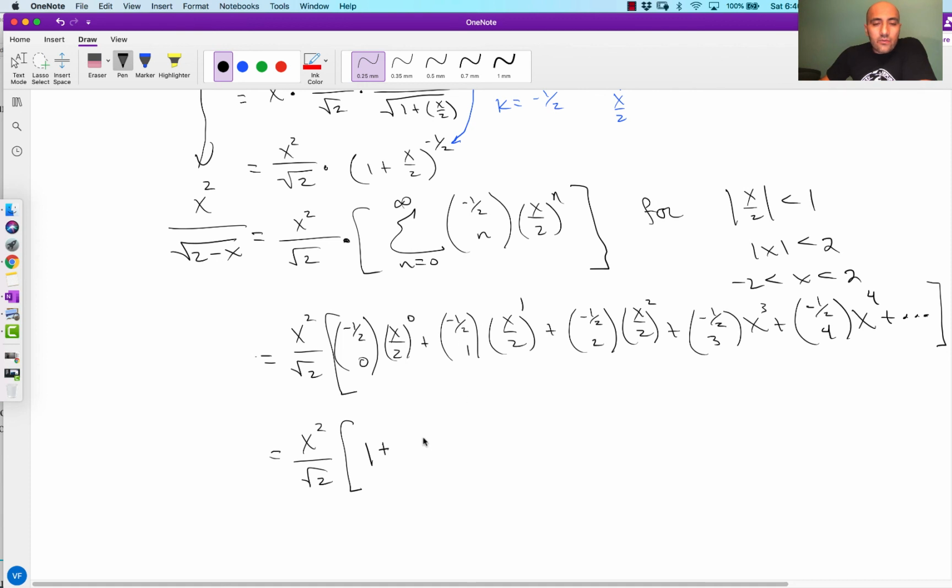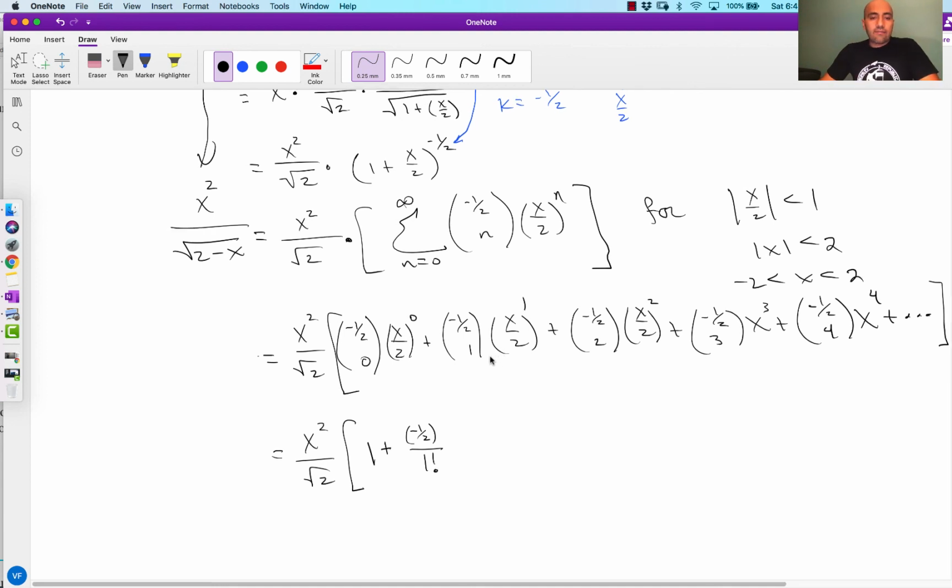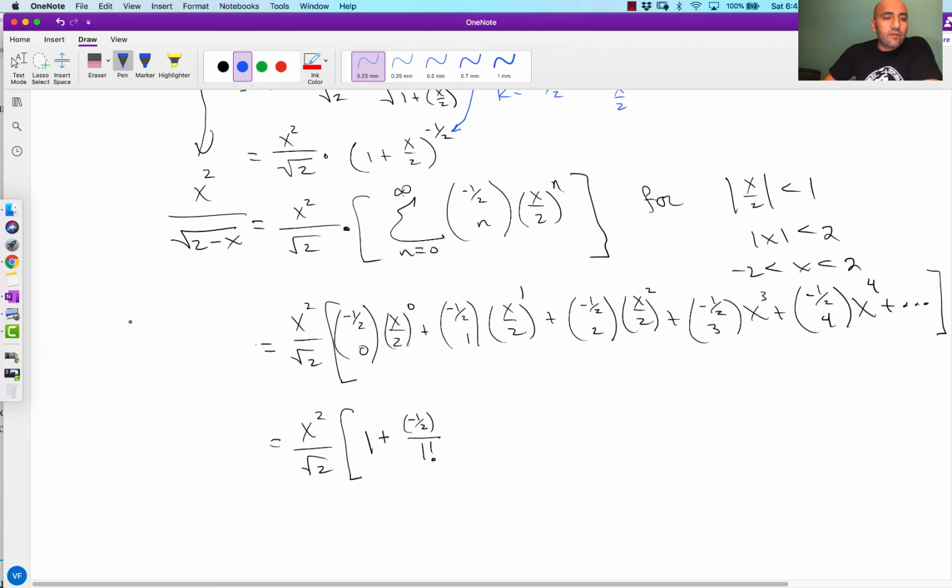Plus, and now this next term, we end up with a negative 1/2 over 1 factorial, right? Remember the definition of what it means to have this. So remember that, let's put it off on the side here, that k choose n means that we have k times k minus 1 times k minus 2, dot, dot, dot. And we stop at k minus n plus 1, and all of that gets divided by n factorial. So using that little formula for this, where n is a 1, we're only going to do one term, so that's going to be the k. And then we end up with an x over 2 to the power of 1.